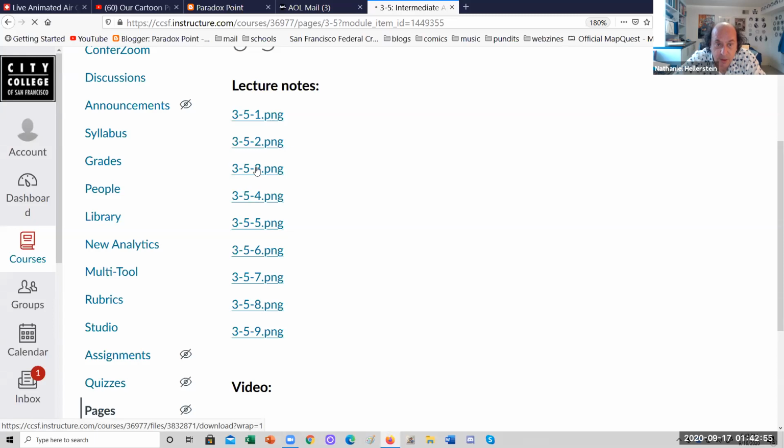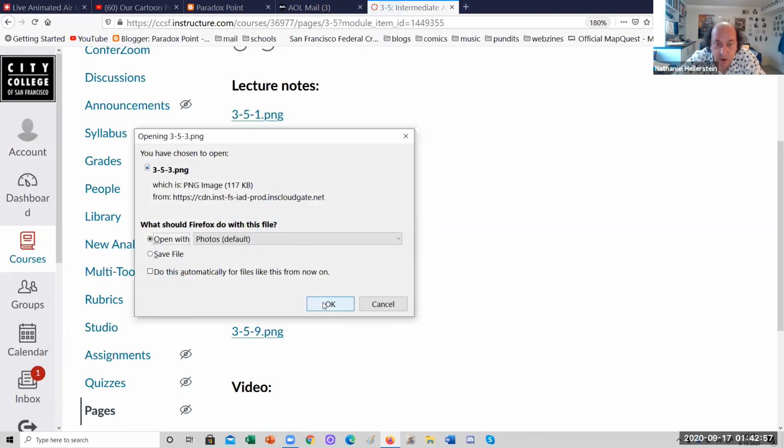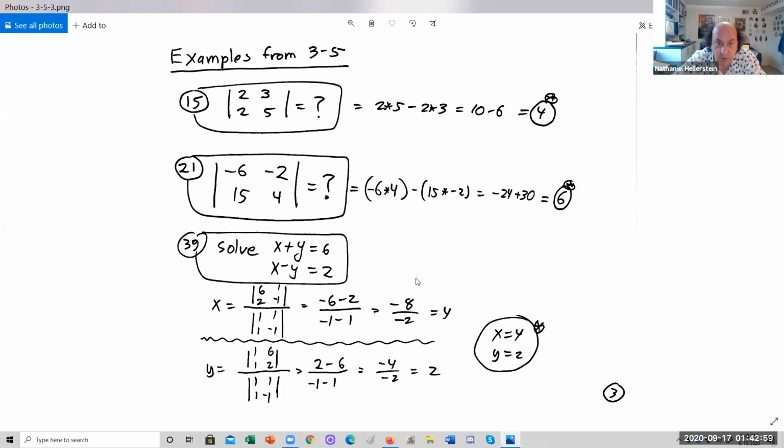The advantage of Cramer's rule is it's a formula to remember, and once you have it, you can just put the numbers in and turn the crank. First, some examples. What is the determinant of 2, 3, 2, 5? Product along the main diagonal, 2 times 5, minus product along the opposite diagonal, 2 times 3. That's 10 minus 6, that's 4.